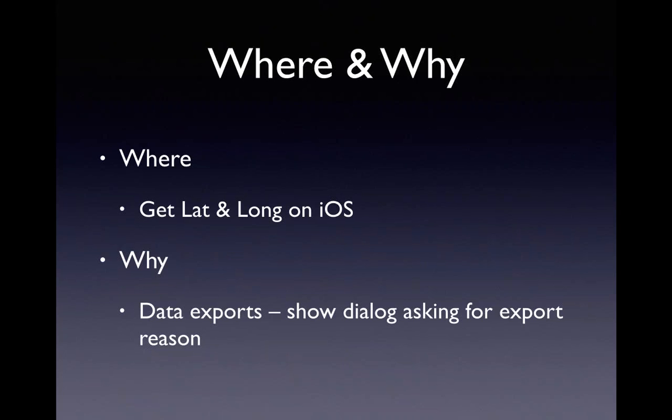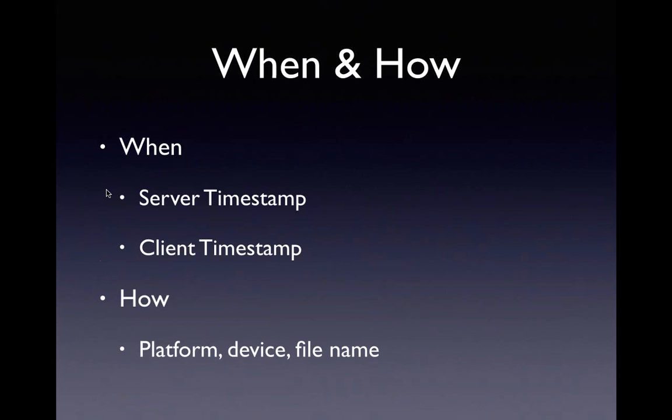Where? So we've got latitude and longitude on an iOS device. Why is an interesting one because it's not one you'd maybe guess you'd see. For example, if you're doing something like deleting a record or exporting records or something that has a security connotation, pop up a dialog box and say, why are you doing this? Please give me a short answer, and then log that answer in addition to the action that the user is taking. When, we've got the server timestamp, client timestamp, universal time, all kinds of different ways to track that.